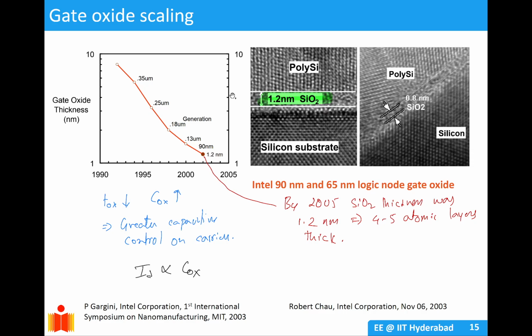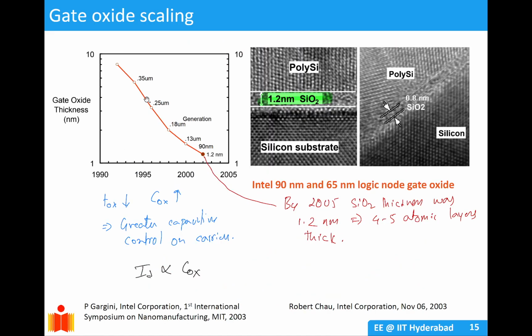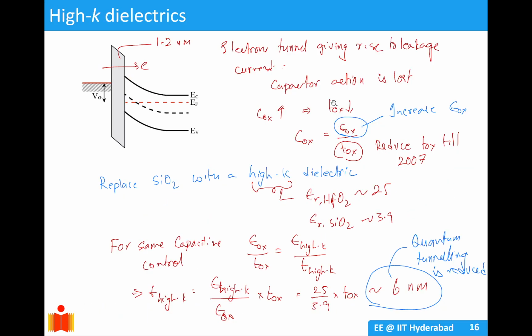So we're already at the regime where our SiO2 is in the nanometers range, that is 4 to 5 atomic layers thick. But the problem with such thin oxides is that we experience tunneling between your gate and the substrate, and that worsens our performance. So it increases our leakage current, and the capacitor action is lost.